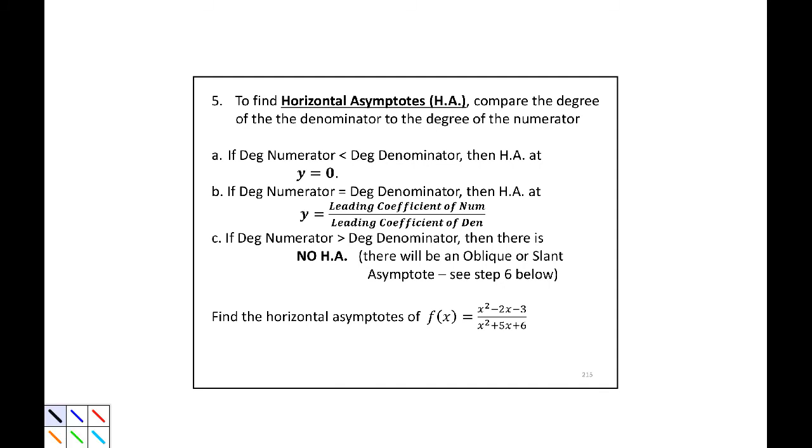So this function, same function, f of x equals numerator x squared minus 2x minus 3 divided by our denominator x squared plus 5x plus 6. With this, the degree of the numerator is 2. It is an x squared. That's the highest exponent. The denominator has a highest exponent of 2 as well. Because these two are equal, the degree of the numerator equals the degree of the denominator, we have a horizontal asymptote at y equals, and we'll take our leading coefficients, which are a 1x squared and a 1x squared, so we'll take 1 divided by 1, which is 1. So we have a horizontal asymptote at y equals 1.